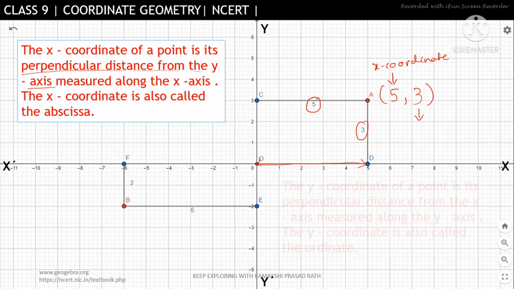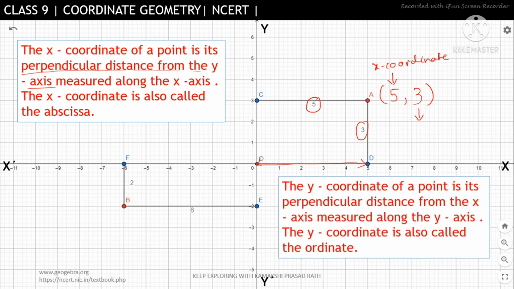And what is 3? Now 3 is the y coordinate. As per the definition, the y coordinate is nothing but the distance of a point from the x-axis measured along the y-axis. You can see here we have measured along the y-axis. So the distance is 3 units and the other distance is 5 units. Hence 5 and 3 are the x coordinate and the y coordinate.